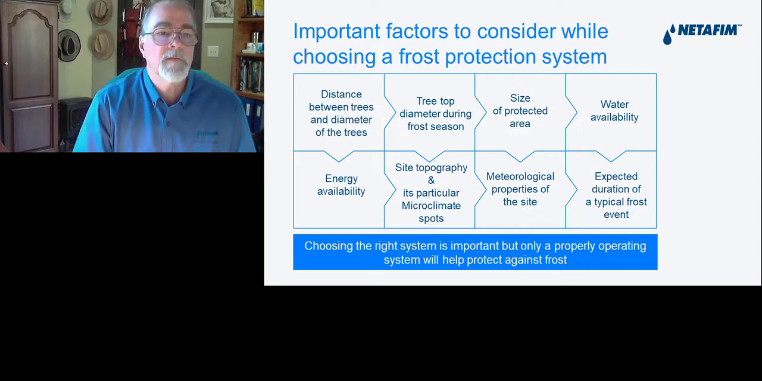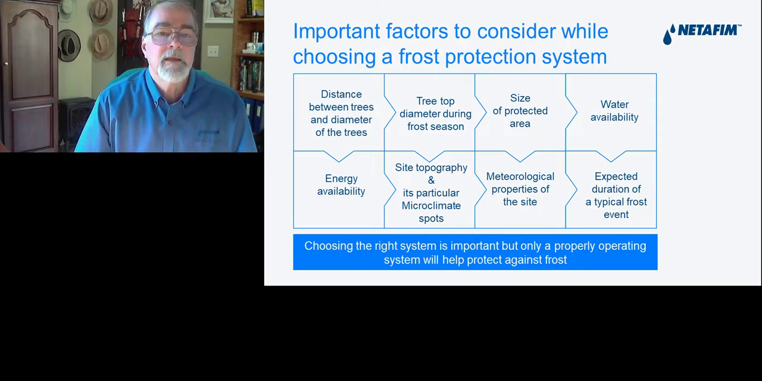The site topography, again, those low spots or what we feel like are protected areas, which in my case in 89, what I thought was a protected area actually was my worst area because it did stop that air movement back there. So those microclimates need to be considered. The meteorological properties of the site, where are you located, what are you going to experience there, and the expected duration of that frost event.